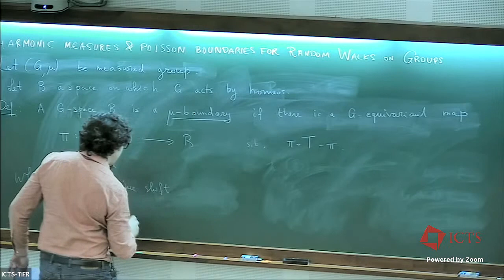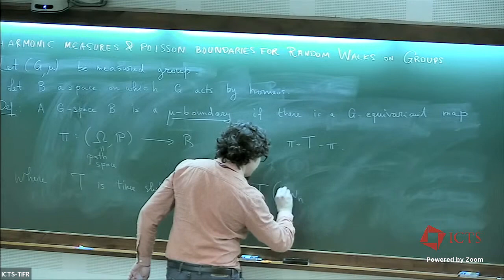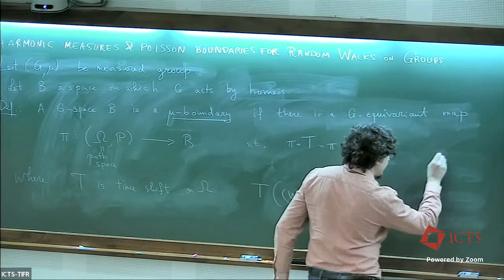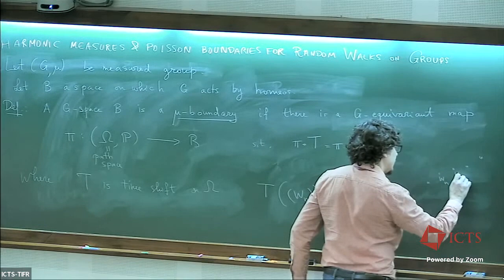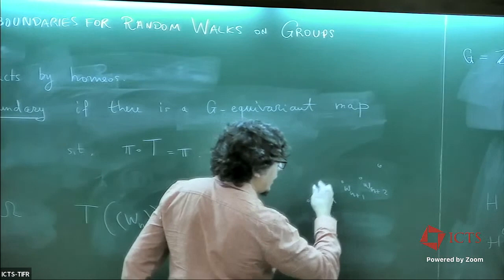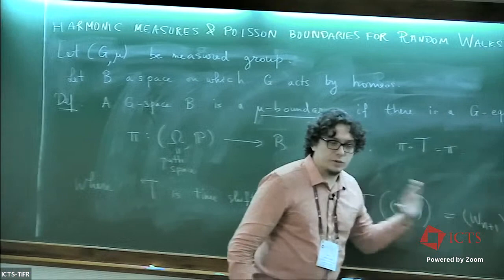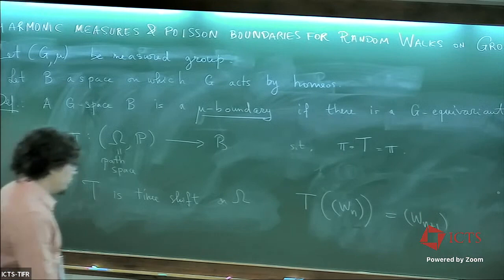So if you start from a random walk and you look at the locations of the random walk, then it gives you W n plus one. So formally you have your walk, you forget about the first step and you start at the second step. So this is not the shift in the space of increments. This is a different shift. This is a shift in the space of locations of the walk. So this seems like a bizarre definition, but we already saw an example of that, which in fact will be our main example.